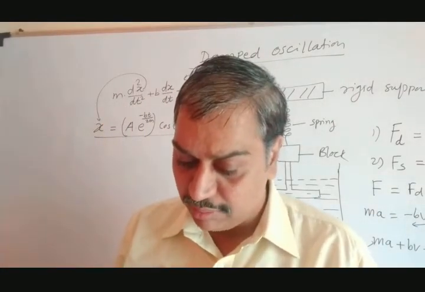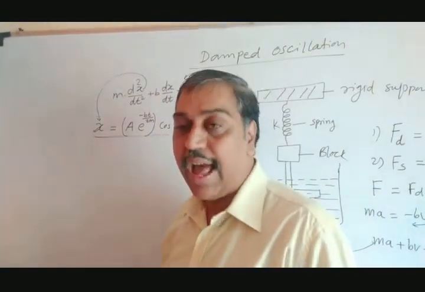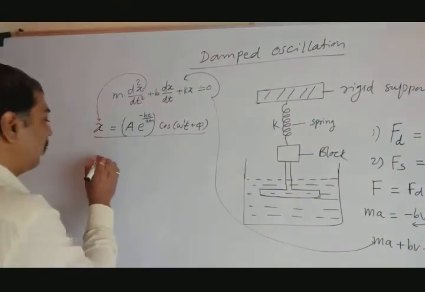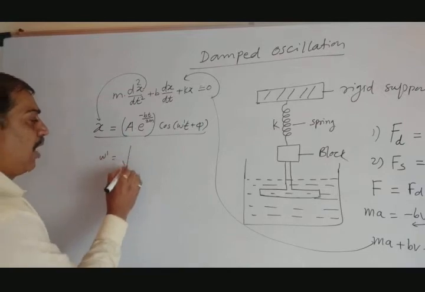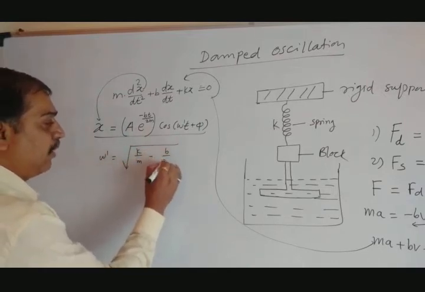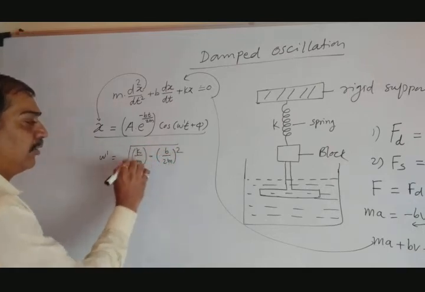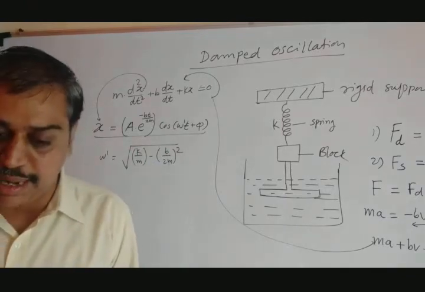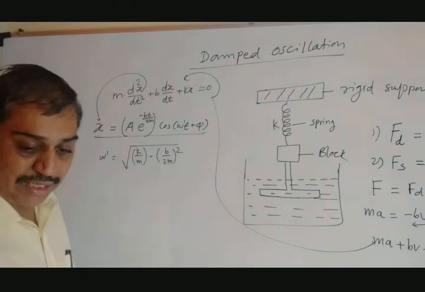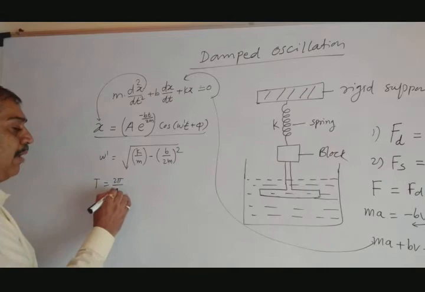Apart from this, from the term omega dash t plus phi, they have shown some value of angular frequency omega dash that you have to remember directly. So omega dash equal to square root of k by m minus b by twice m whole square. So this is omega dash, square root of k by m minus b by twice m whole square. You have to remember this.